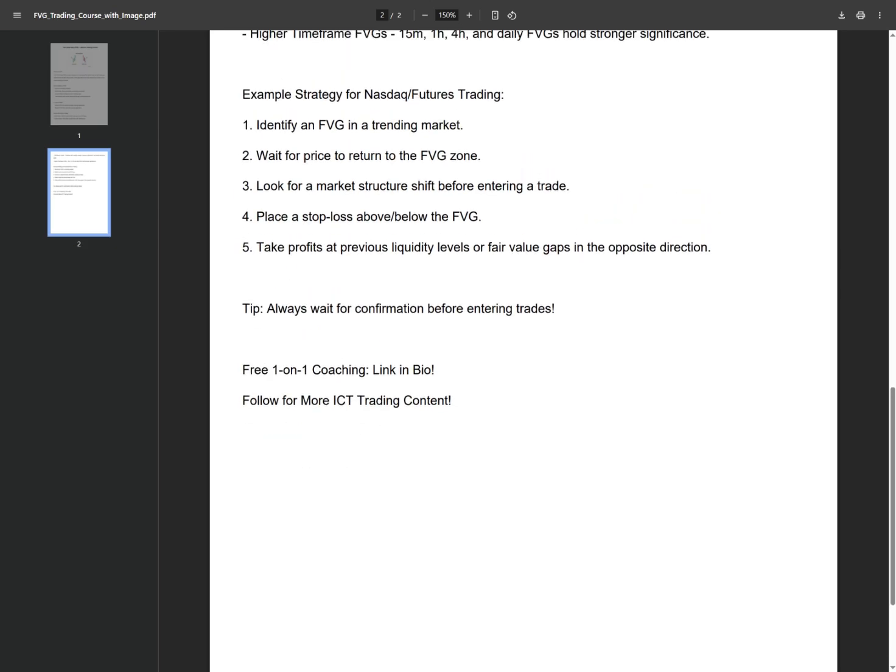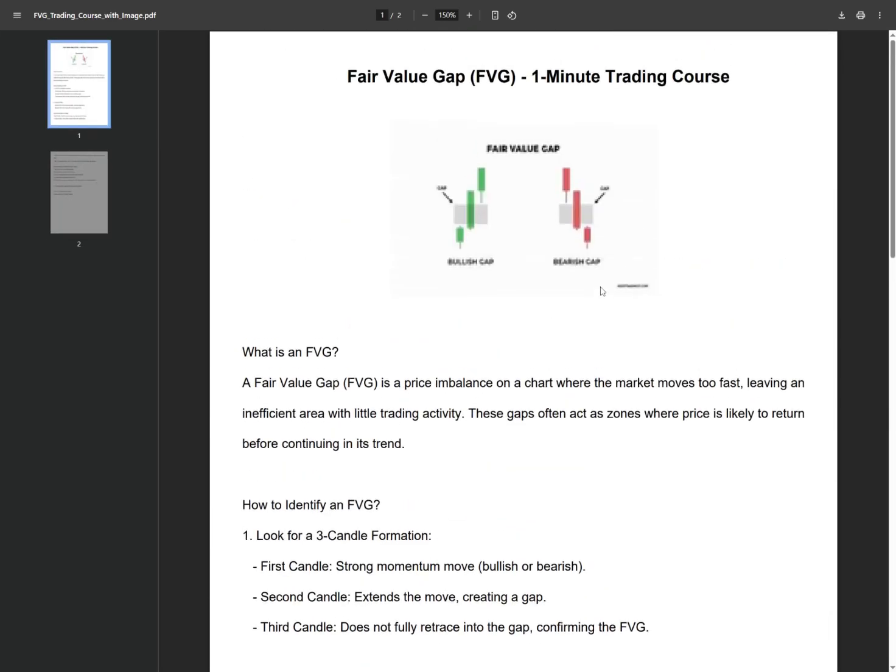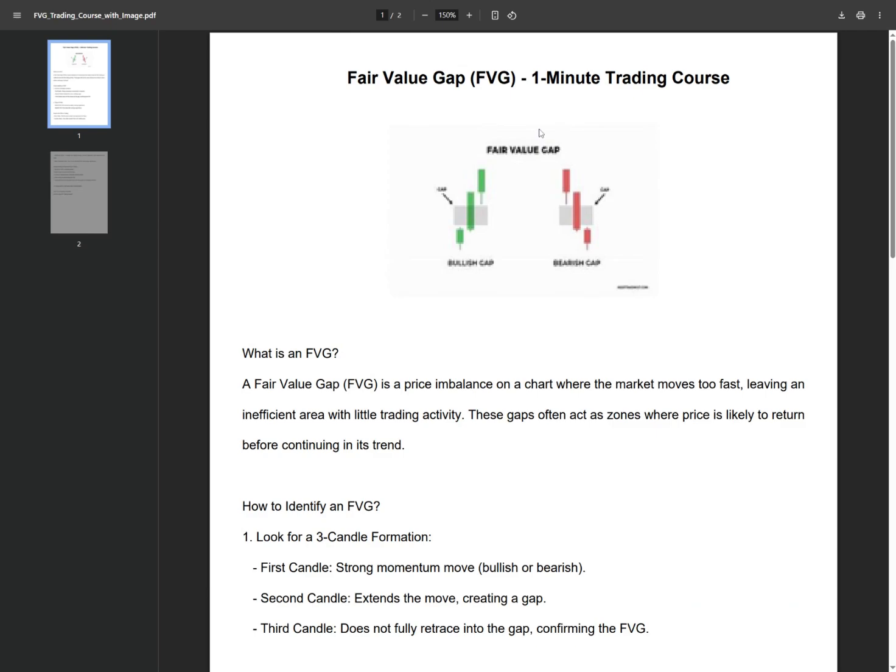Okay, I also want to take profit at a previous liquidity level or a fair value gap in the opposite direction. What does liquidity level mean? Basically, there might be relative equal highs or relative equal lows if you're going short. So if you're going long, you might see relative equal highs up there. That's going to give you the confirmation of where to exit your trade.